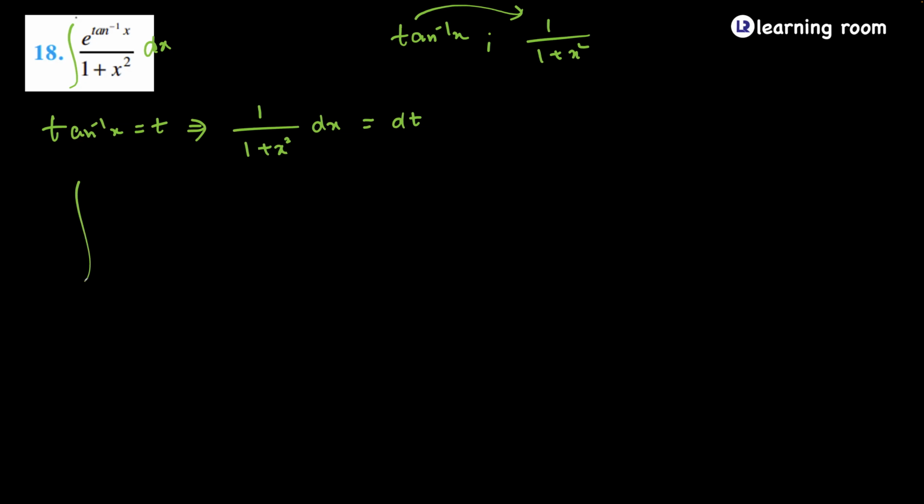So integral of dx divided by 1 plus x square is dt. E power, what is tan inverse x? E power tan inverse x is t. So this will be equal to e power t plus c, or this is also equal to e power tan inverse x plus c. I hope it is clear. So e power tan inverse x plus c. Clear?